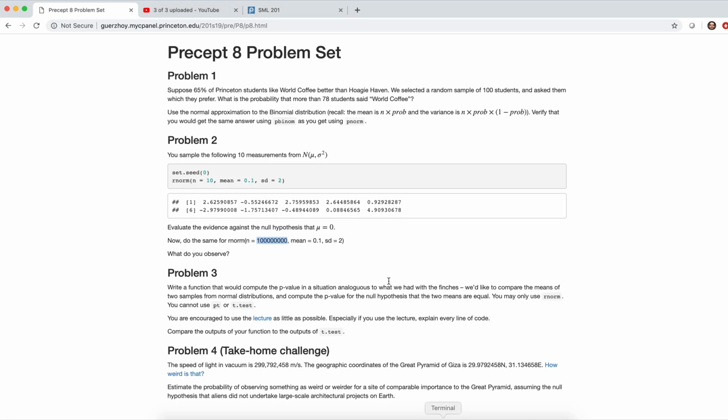Okay. So problem 3 is really similar to what we did in Precept 9, so I think we'll refer people to Precept 9. Okay. The take-home challenge, we'll do a separate thing maybe, but that's not on the test. Wonderful. Okay. All right.